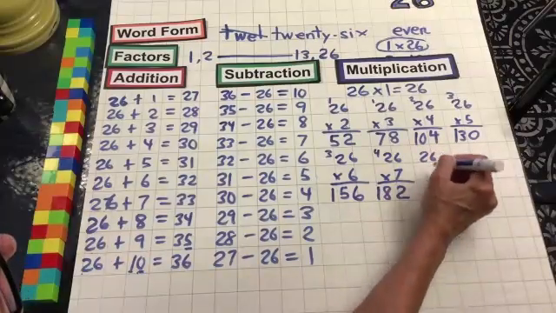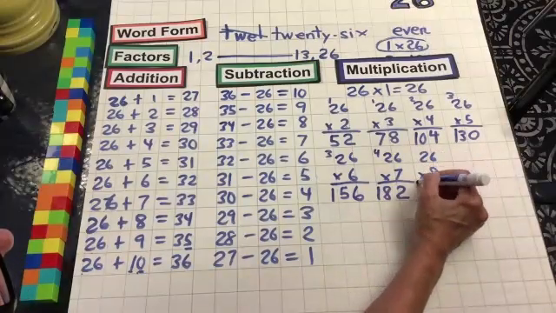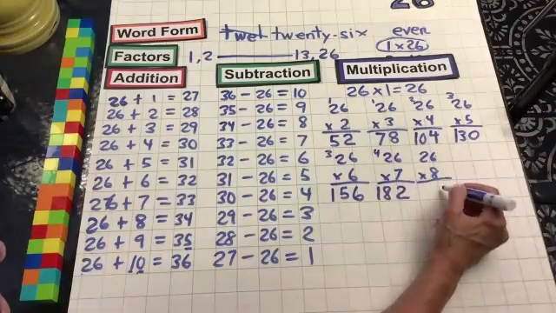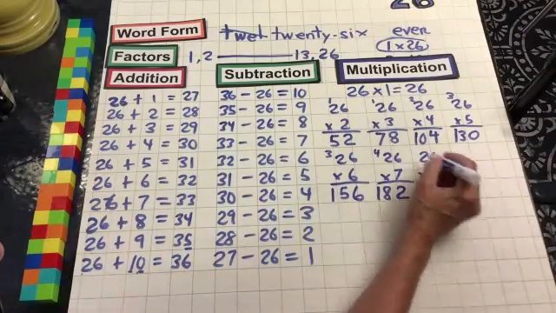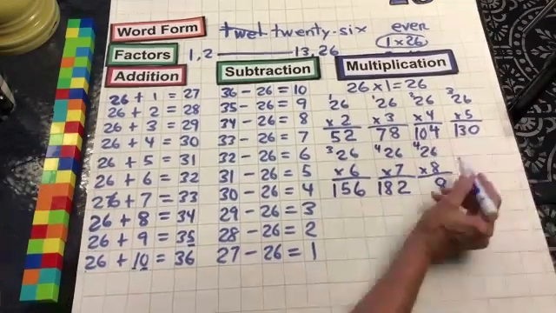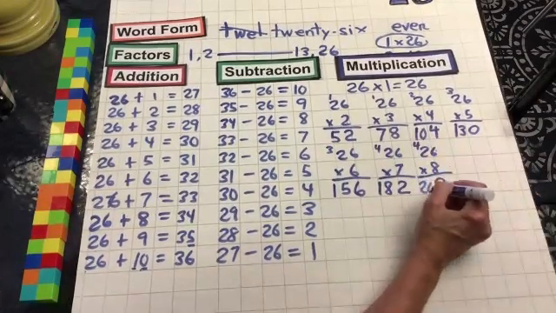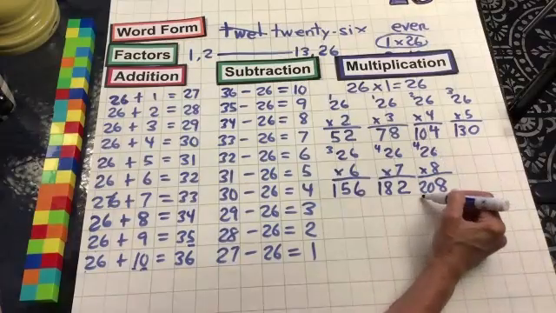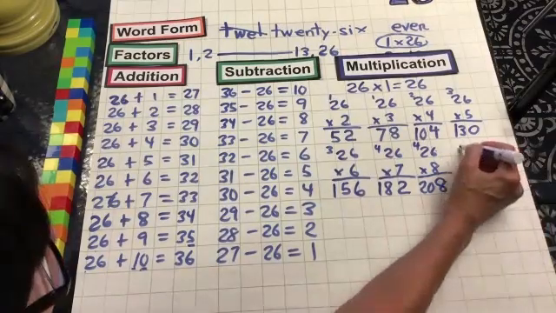Then we have 26 times 8. 8 times 6 is 48. Drop the 8, carry the 4. 8 times 2 is 16, plus 4 is 20. So 8 times 26 is 208.